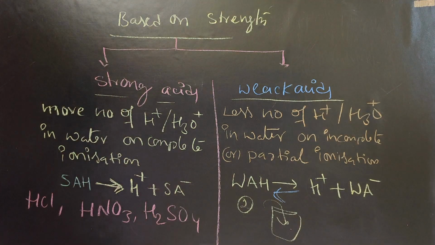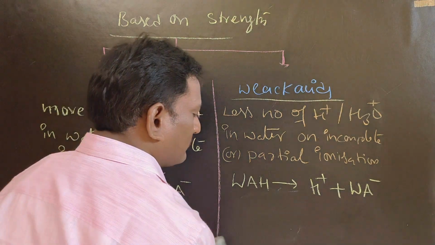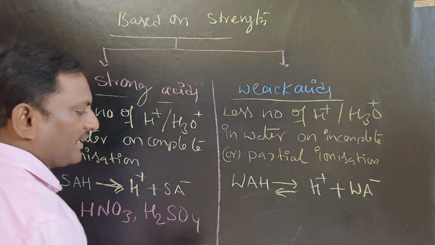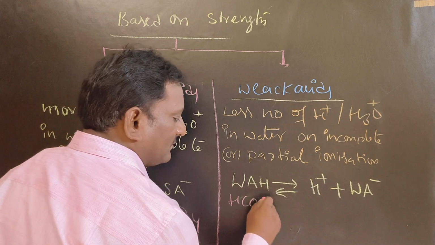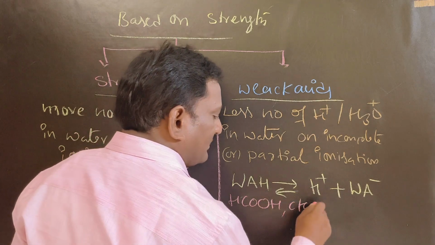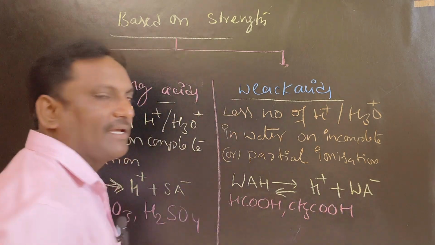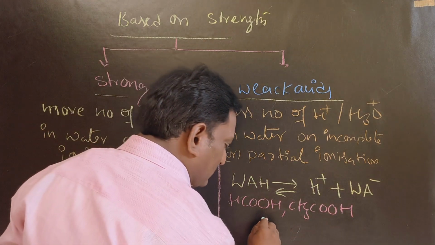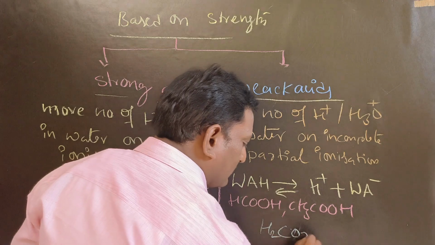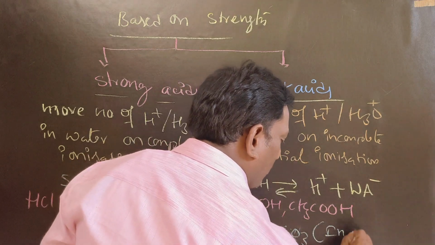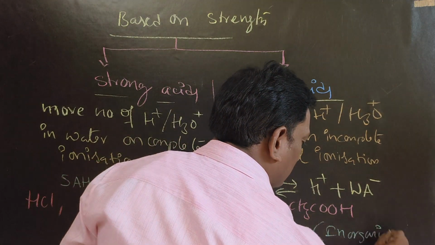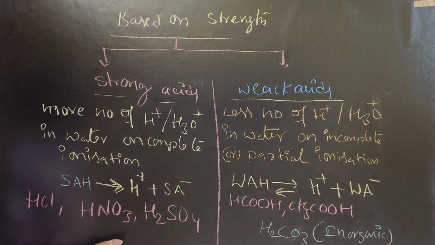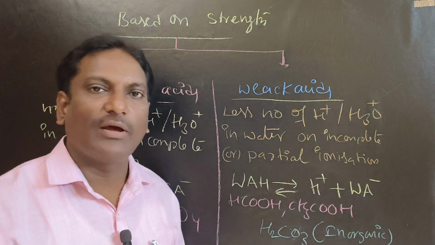Weak acids. Examples: all organic acids are weak acids. Formic acid, acetic acid, all organic acids. One more example I would like to give here is carbonic acid. Carbonic acid is an inorganic acid, but it's a weak acid. Is it clear to you, my dear? So what is a weak acid? What is a strong acid?